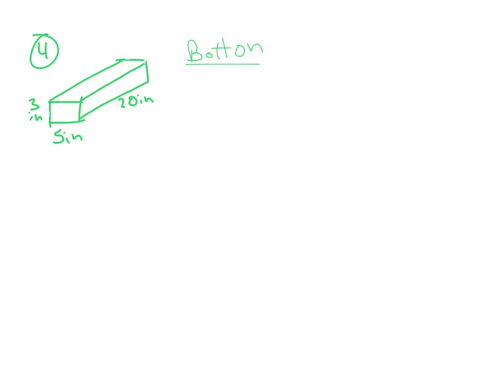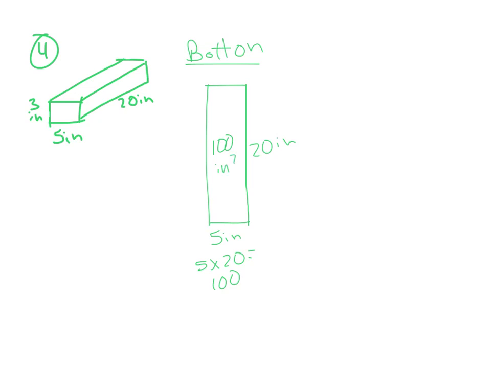The bottom face is a rectangle, so let's draw in our rectangle. Now, the width of our rectangle is 5 inches, and the length is 20 inches. To find the area of that rectangle, it's going to be length times width, so 5 times 20, which is equal to 100. So the area of the bottom face is 100 inches squared.